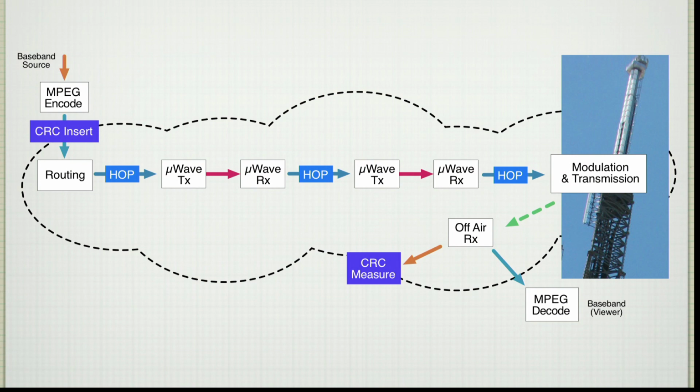For example, the original MPEG stream could pass first through routing to a microwave transmitter. That would be the first link. From there, at a relay site, it could go through a second microwave link to another relay site, and then finally, a microwave link that takes it to the transmitter. We can even think about the over-the-air transmission as delivering an MPEG transport stream to the viewer. An error could occur in any one of those positions along the way. The CRC will tell us an error occurred, but we can even figure out where along the way it happened.